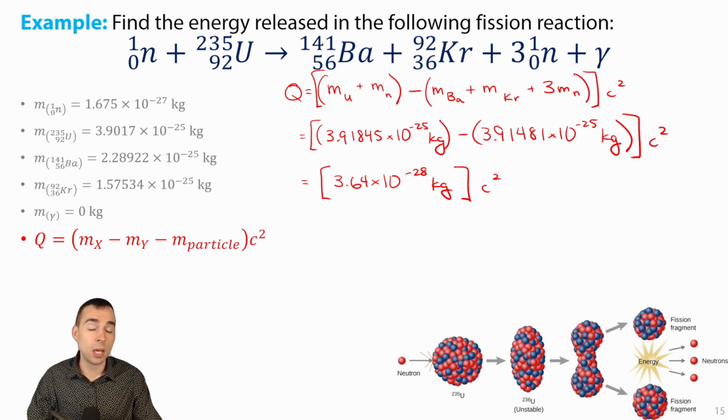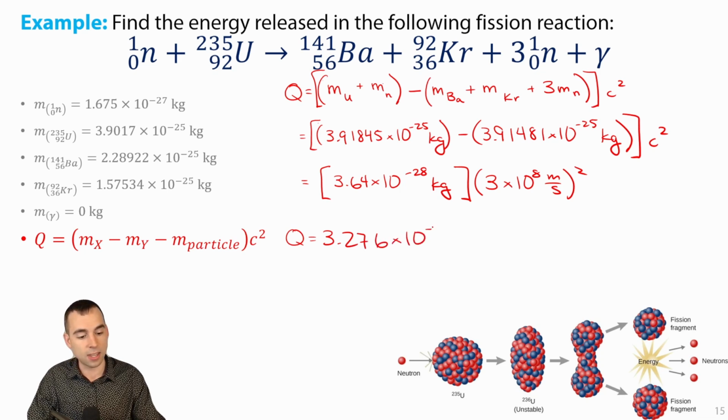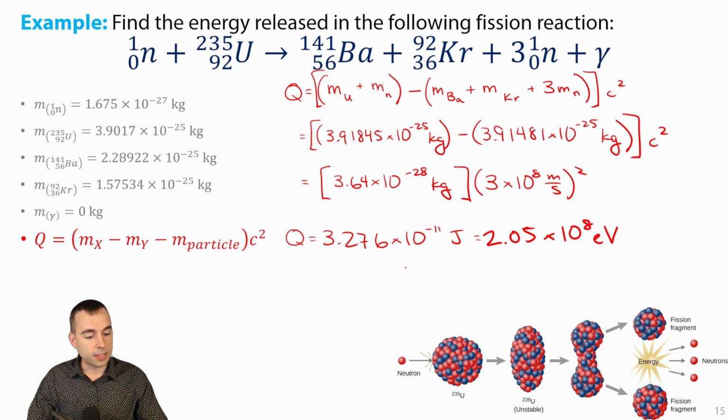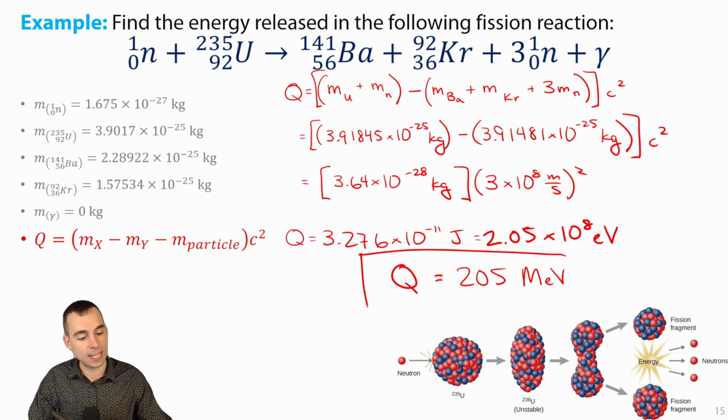But now we're in kilograms, and kilograms are actually useful for multiplying C² out with. Let's see how that works. C² is like 3 × 10⁸ meters per second, squared. And we would have a kilogram times meter² per second², which is a joule here. And so the number that we get for our Q in joules is 3.276 × 10⁻11 joules. And then we can easily convert that to electron volts simply by dividing by 1.6 × 10⁻19 joules in every electron volt, giving us a value of 2.05 × 10⁸ eV. And so in terms of mega electron volts, that would be 205 mega electron volts released in this nuclear fission reaction.